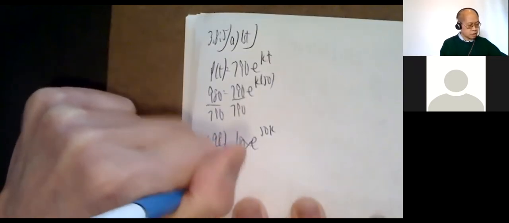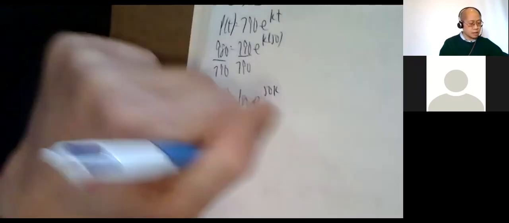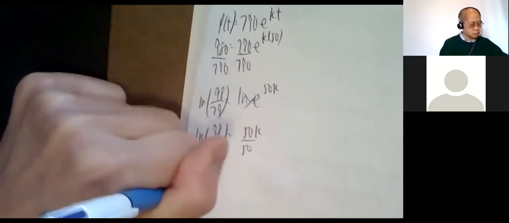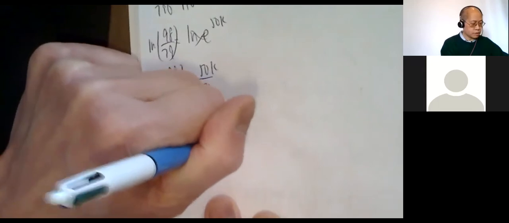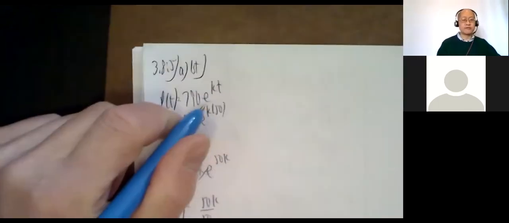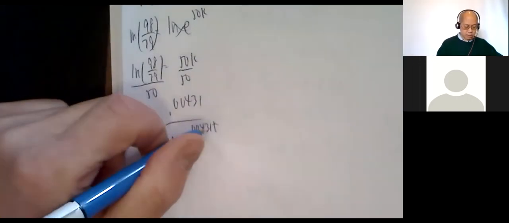ln of 98 over 79 equals 50k. Divide by 50. So ln of 98 divided by 79, divide the answer by 50. 0.00431. So my equation becomes P of t equals 790 e to the 0.00431 t. t is time since 1750. Okay, the base year is 1750.